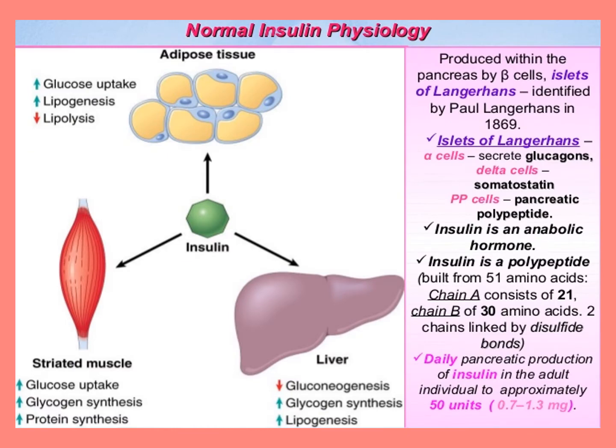This is a slide which can sum up the different effects of the insulin in our body. The insulin is produced by the beta cells of the islets of Langerhans of the pancreas, which were identified by Paul Langerhans in 1869. You can see here the effect of the insulin upon the adipose tissue. Mainly it is the increased glucose uptake, increased lipogenesis, and decreased lipolysis. So thus, if there is a deficiency of the insulin, it would.